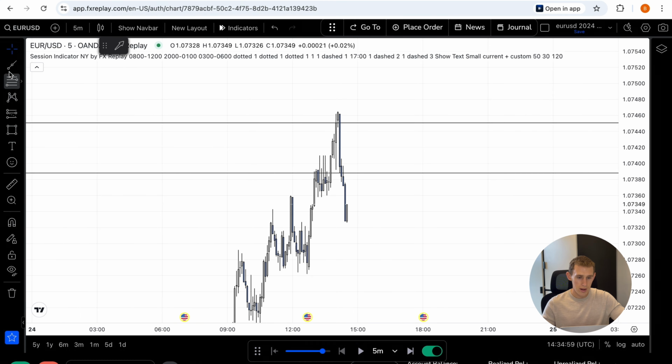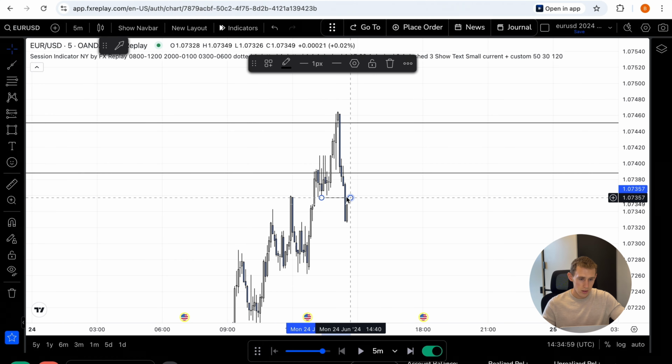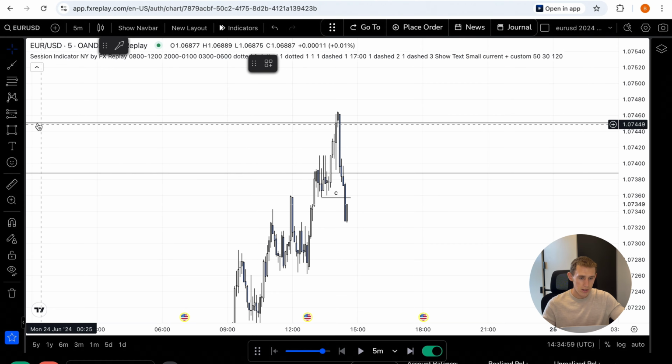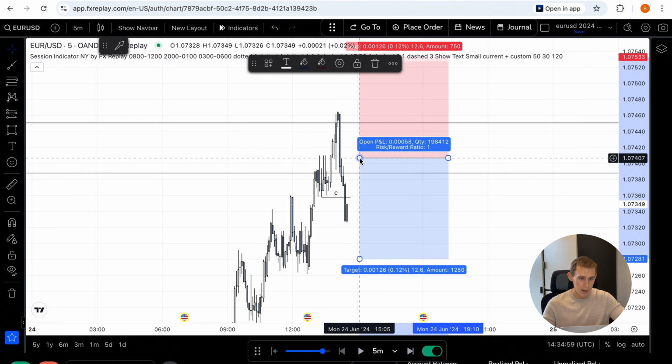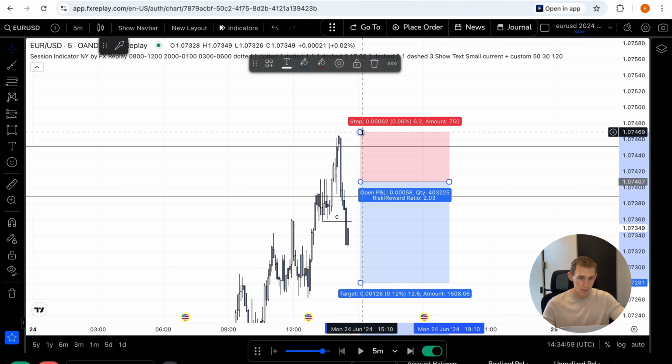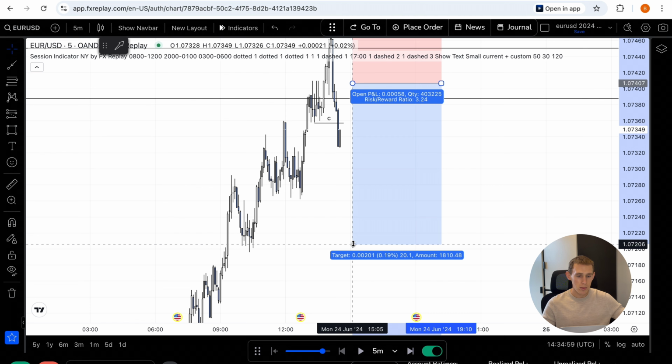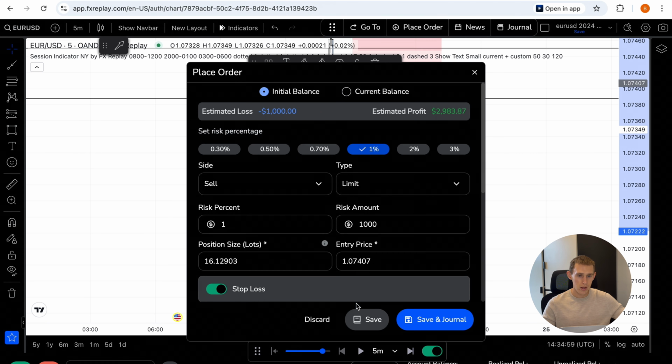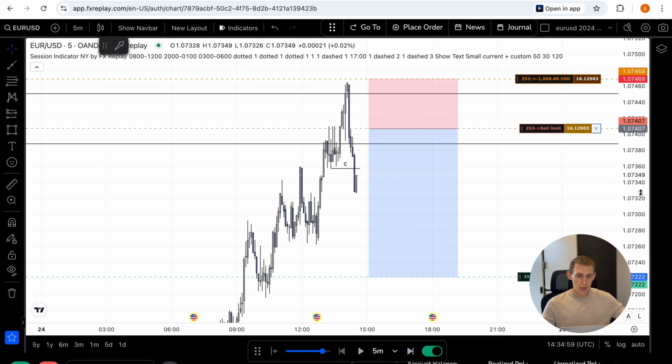There you go. So perfect entry right there. We've had our change of character. All we need to see now is a retracement back up into the imbalance. So I'm going to set my limit here. Stops above the high. 1 to 3 mechanical TP as per usual. Yeah, let's see if price retraces.